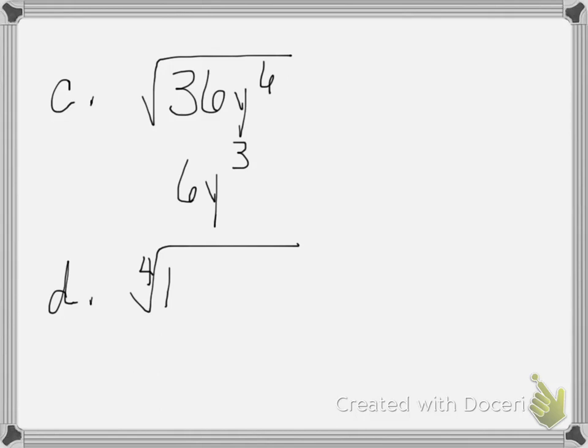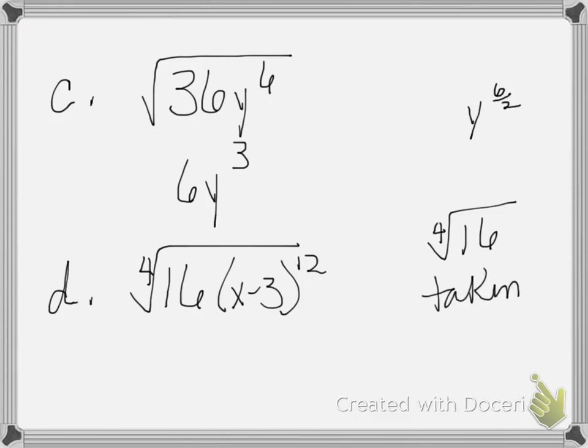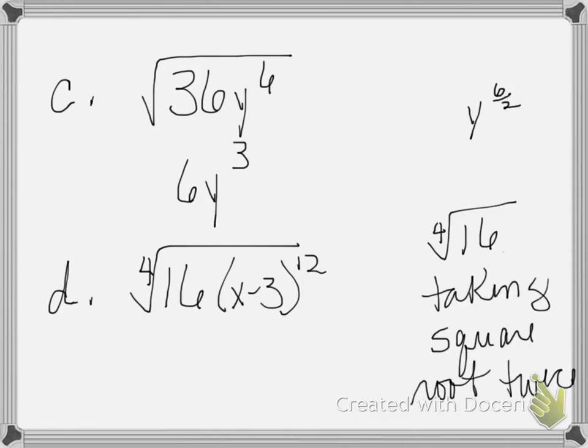The square root of y to the sixth is y to the third. Don't forget to divide. Again, it's y to the 6 divided by 2. The fourth root of 16 times x minus 3 to the 12th power. Well, the fourth root of 16 is the same thing as taking the square root of it twice. The square root of 16 is 4. The square root of 4 is 2.